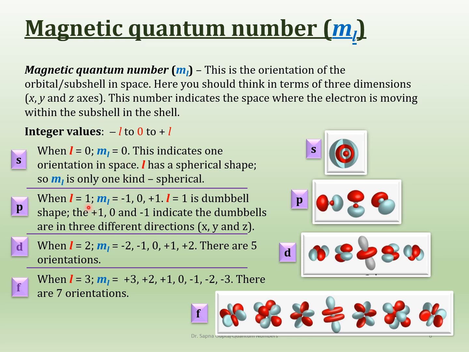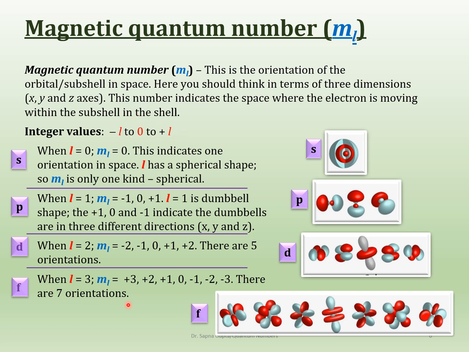When L is equal to 1, then ML can be minus 1, 0, or plus 1, which means there are 3 numbers possible for ML when L is equal to 1. When L is equal to 2, then ML can be all the way from minus 2 to plus 2, which means there are 5 numbers possible. When L is equal to 3, ML goes all the way from plus 3 to minus 3, because we have to include all the numbers.